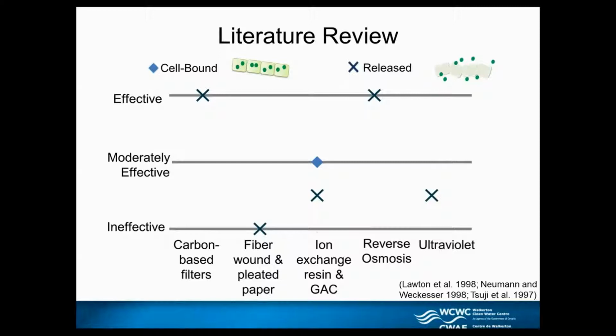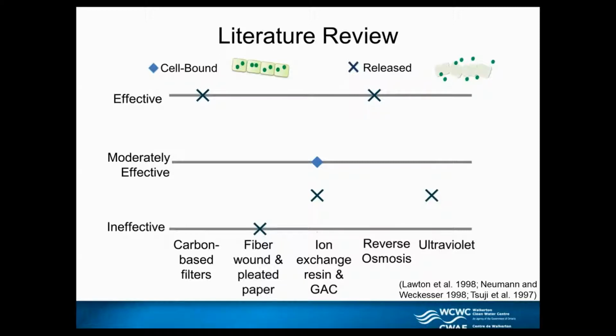The other study looked at an ion exchange resin and granular activated carbon, and they found that it depends on the cell shape and size. Some of these cyanobacteria cells are filamentous, so they were more easily captured than smaller single-cell cyanobacteria. Because of the cell size, with the filamentous or larger ones, 60% of the cells were removed, whereas for the smaller single cells only 10% were. So we ranked that as moderately effective because it would depend on the cell shape and size.